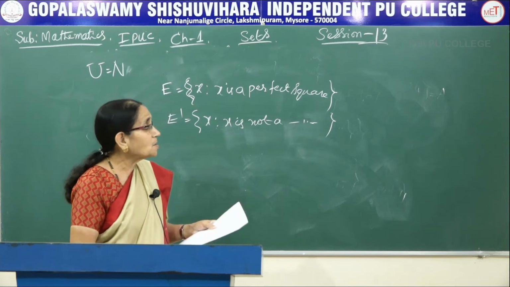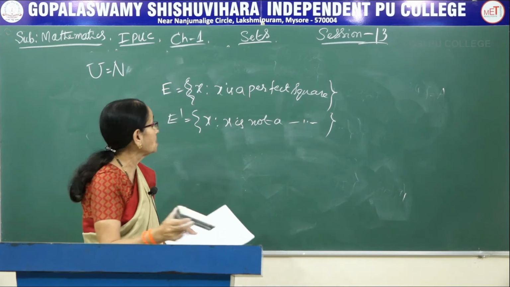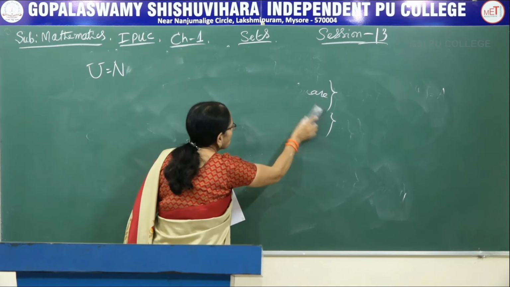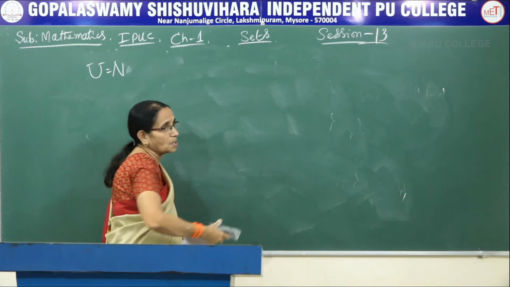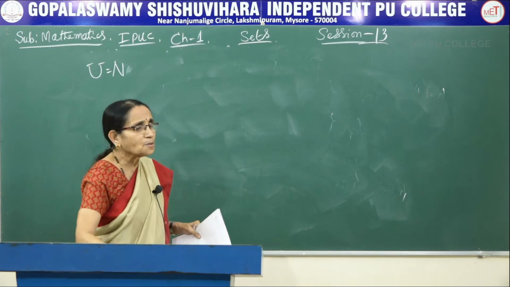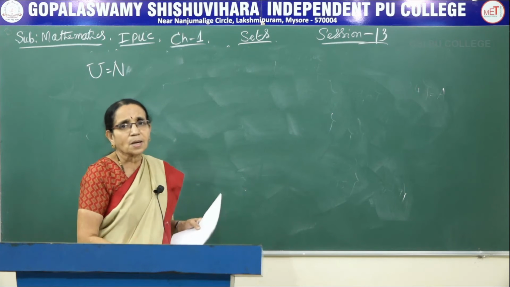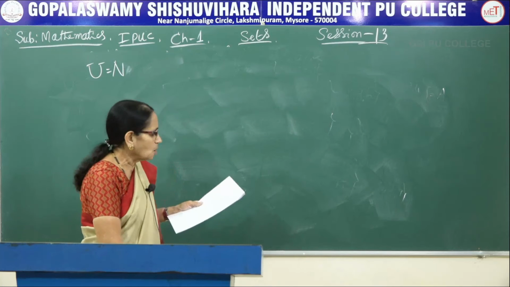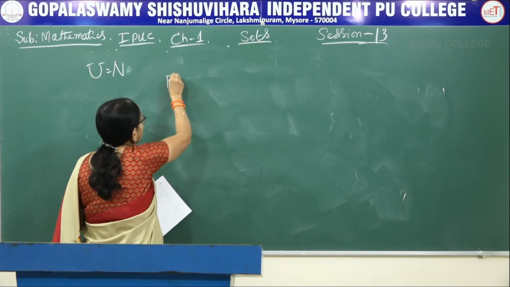Now, these problems having the same universal set N, I had given them in the set builder form. Suppose it is given using a particular condition. In set builder form, some condition would be given, and you have to write the answer. Take it on the next set.